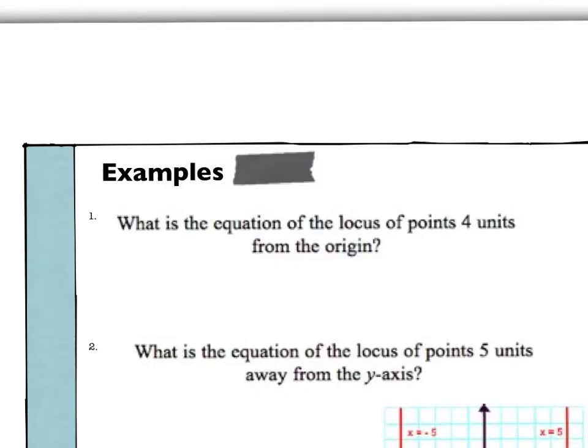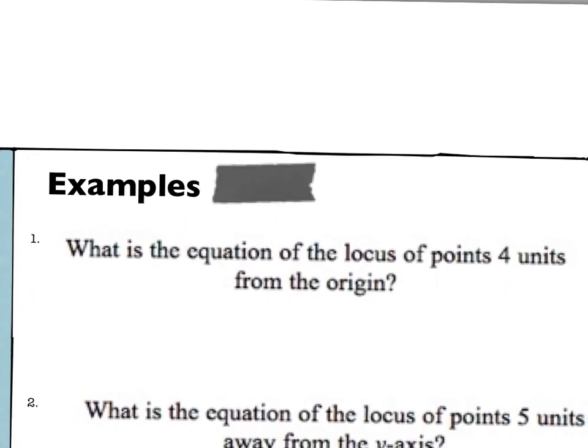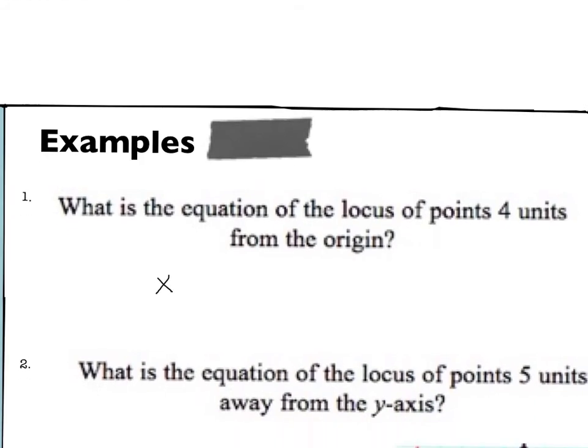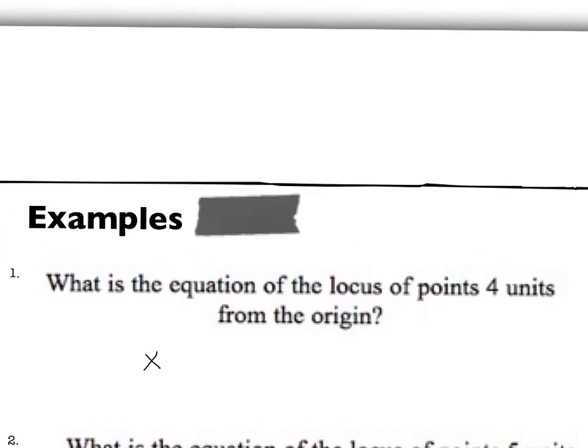All right, so let's look at some examples. In the first example, it says, what is the equation of the locus of points 4 units from the origin? And we have to think about the origin. The origin is really important. And the origin here is going to be (0, 0).